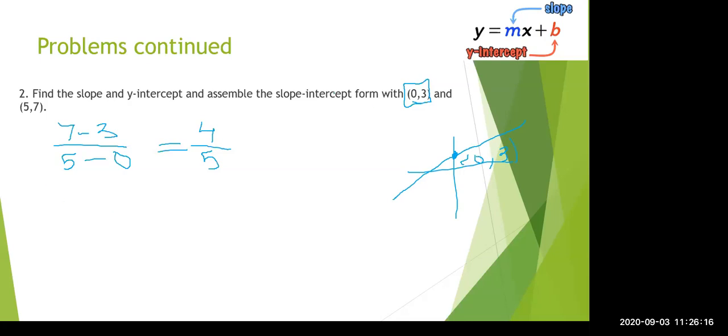So the slope-intercept form is y equals 4/5 x plus 3. And I'm not going to solve and check it, but if we plug in 5, 7, it will in fact equal this. The slope-intercept form is the correct answer, because on each side you'll have 7.